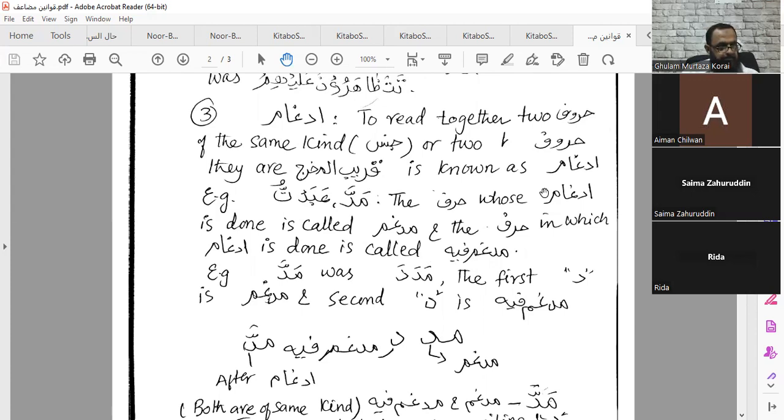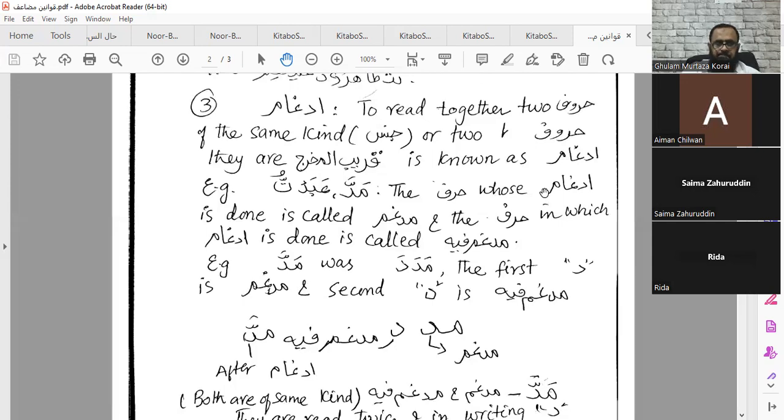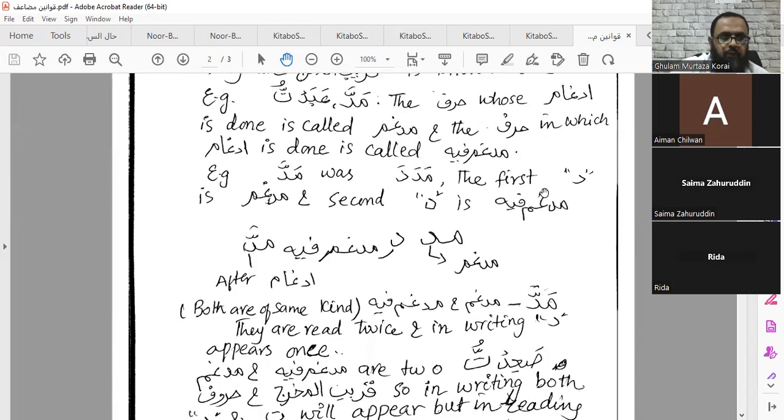Right, so there are two types of idgham. The idgham of two letters that are the same, and idgham of two letters which are similar, as in qaribul sawt, that's how I learn it. Qaribul makhraj, qaribul sawt you can say, but qaribul makhraj, right? Okay, very good. So these rules are understood.